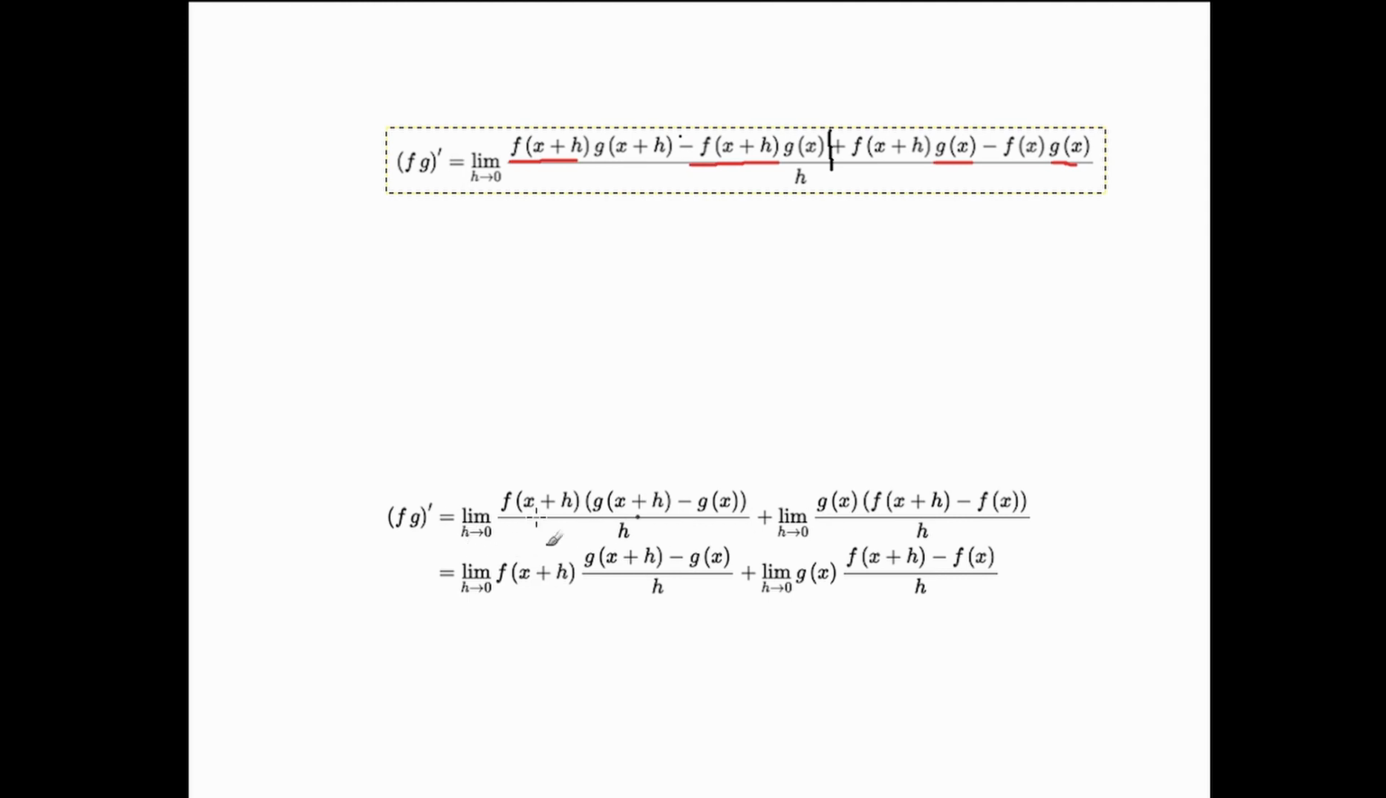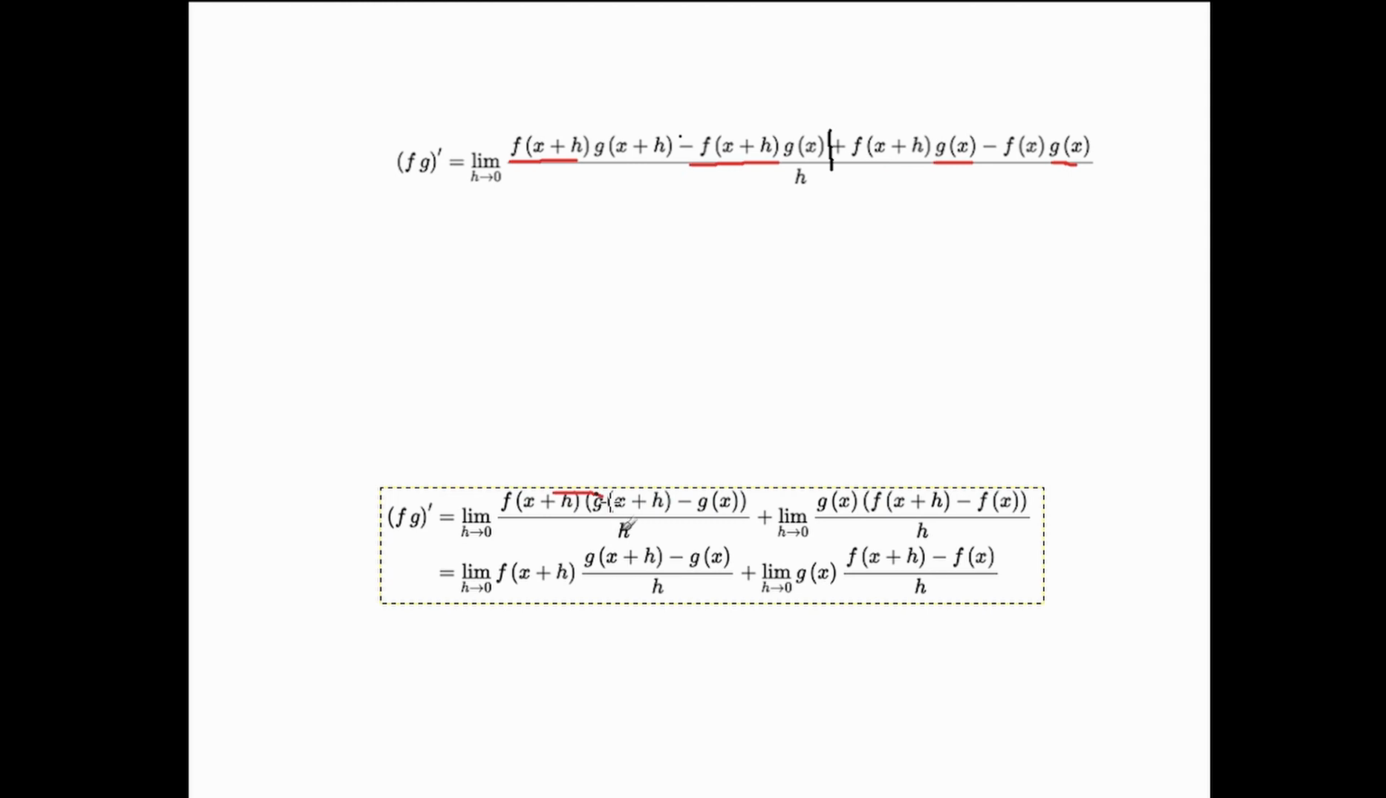Just pay attention to this top part right here. If we fully distribute this f of x plus h to this term and this term, you notice we can get this term right back. Also, as you can notice right here, if we distribute this g of x to this f of x plus h and g of x to minus f of x, we can get this term back right here. So notice we just didn't do anything. We just factored out a g of x and an f of x plus h.